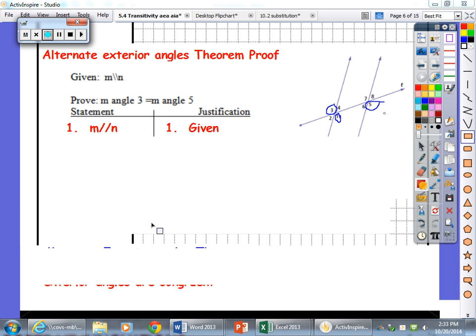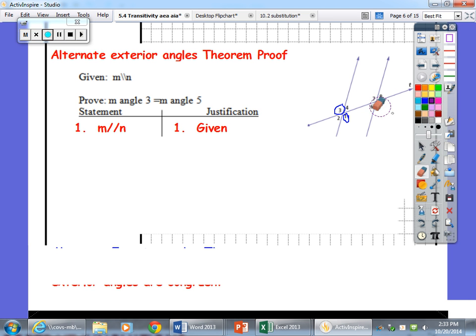Okay, this is the same proof that we did in class. I just did it in a slightly different way than I did it in class, and I wanted to show you that there was another way to do it. So we're given that line M, which is this one, is parallel to line N, and we want to prove that angle 3 is congruent to angle 5.